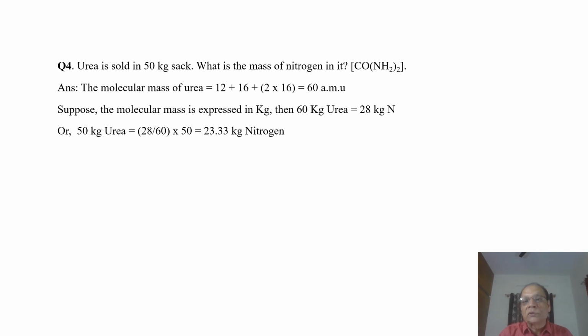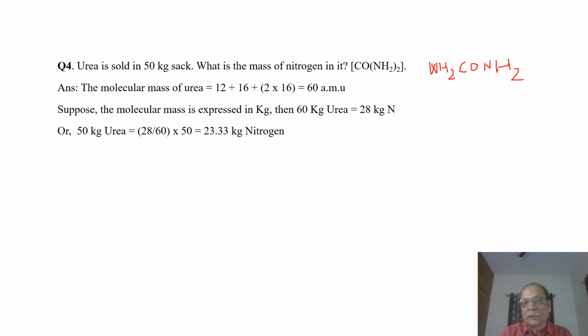The formula of urea is CO(NH2)2. So there are two NH2 in the formula. So that's why NH2 is taken twice along with CO. The molecular mass of urea can be calculated thus: carbon is 12, oxygen is 16, and NH2 is 14 plus 2, which is 16, and there are 2. So 2 into 16, which together is 60 AMU.